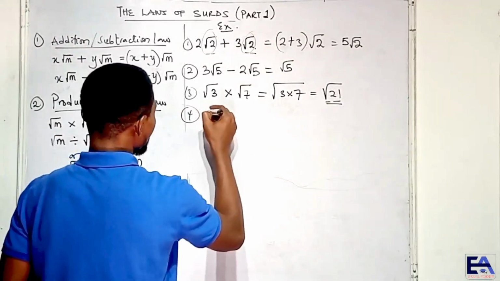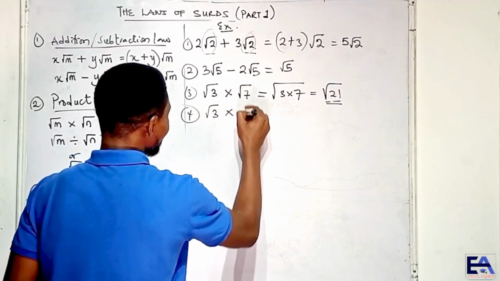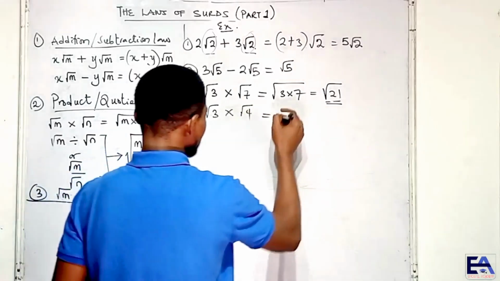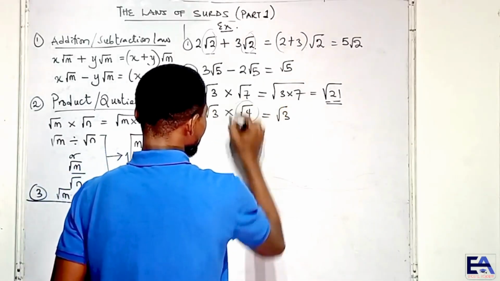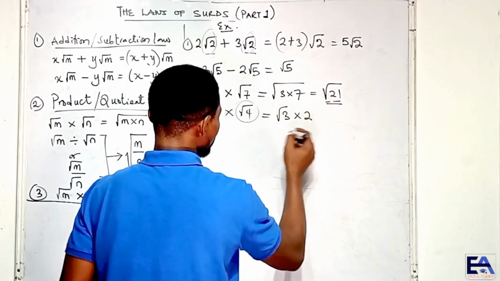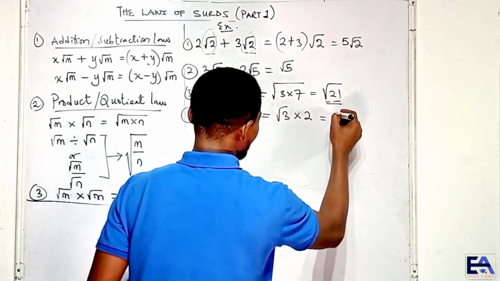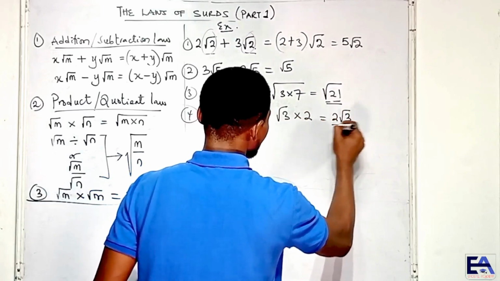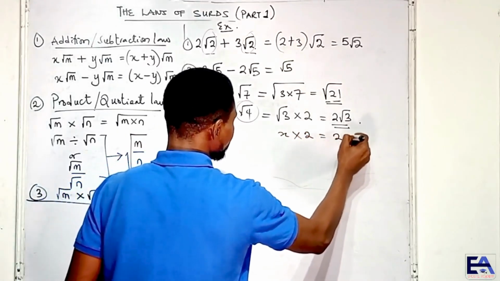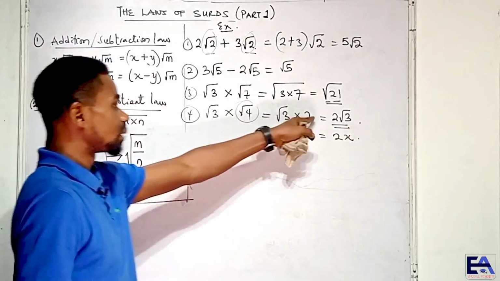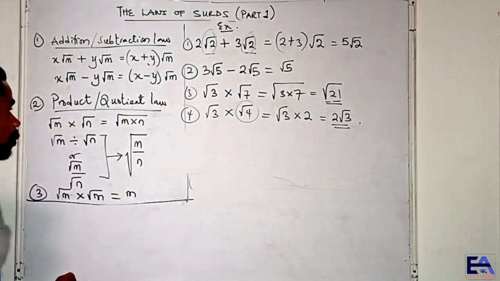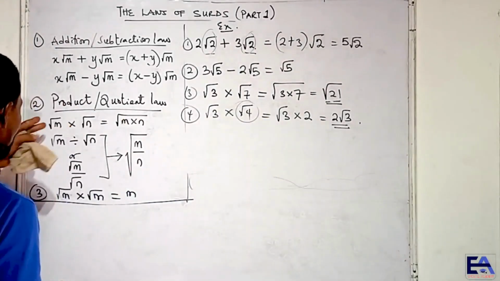Let me give you an example. If I had root 3 times root 4, I would have preferred to say root 3 times 2, since the square root of 4 is rational. So you can just say the square root of 4 is 2. So root 3 times 2 will give you what? 2 root 3. It's just as if you said x times 2 will give you 2x. So on a similar note, root 3 times 2 will give you 2 root 3. And so that goes thus. Okay, so that is for multiplication.